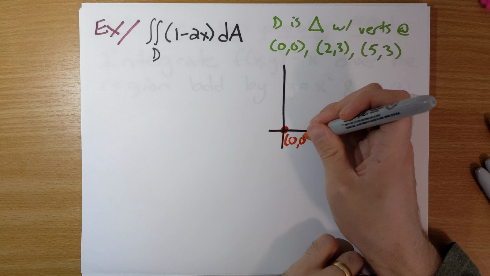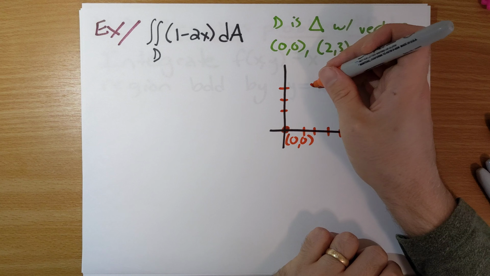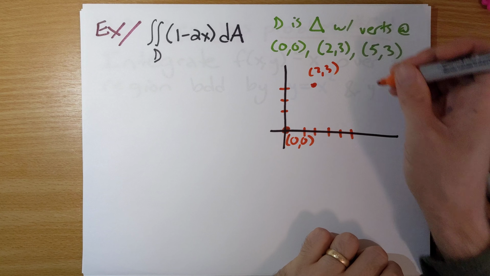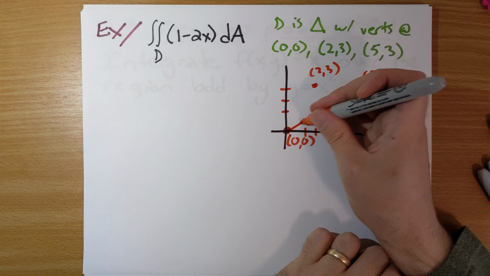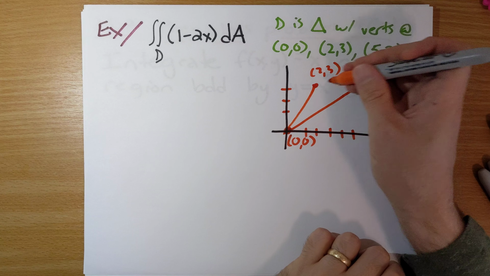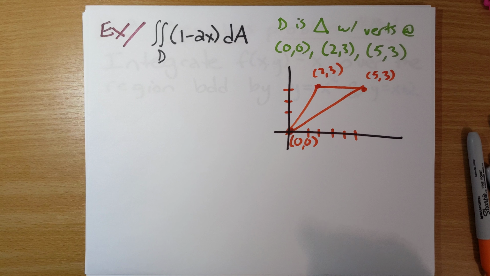So, vertex at (0, 0). Vertex at the point (2, 3). Vertex at the point (5, 3). And so we have this triangle here. So the question here is, do we want to slice this horizontally or vertically?